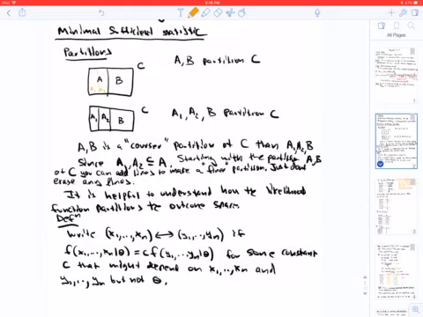Conversely, AB is coarser than A1, A2, B. So once you start with, say, a maximally coarse partition, you can make it finer just by adding lines. Just don't erase any lines.